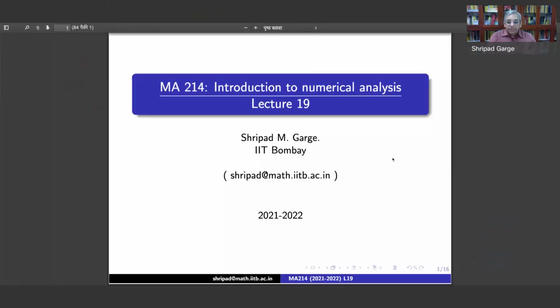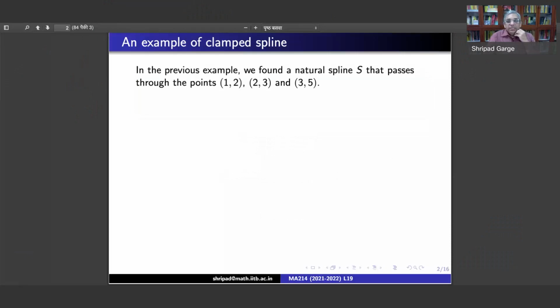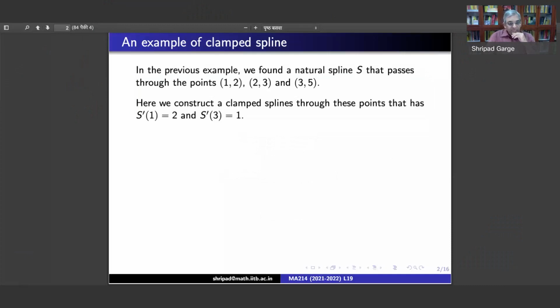So we are in lecture number 19 and if you remember we had computed some examples of natural cubic splines and now what we want to do is compute some examples of clamped cubic splines. So in the previous example we had computed a natural cubic spline passing through these 3 points: 1 comma 2, 2 comma 3 and 3 comma 5. So these were the three nodes.